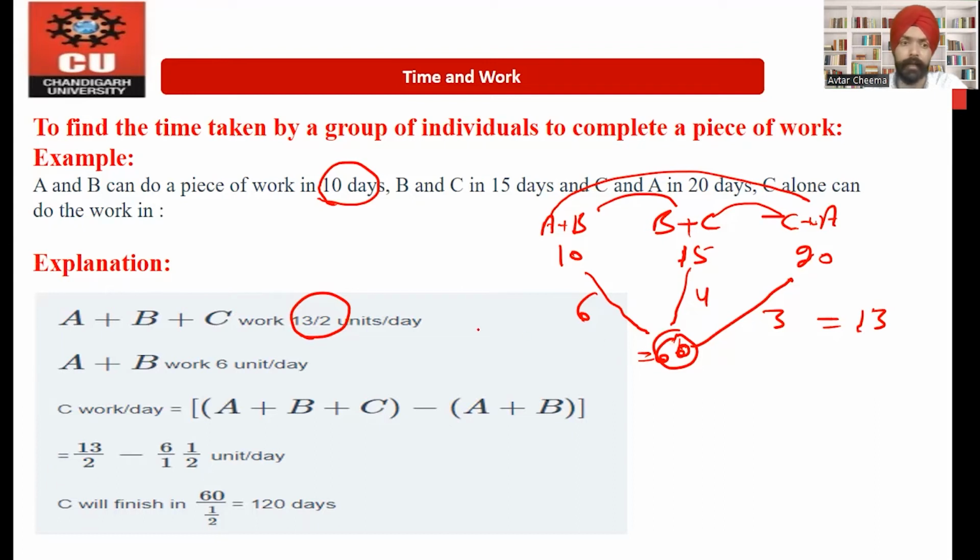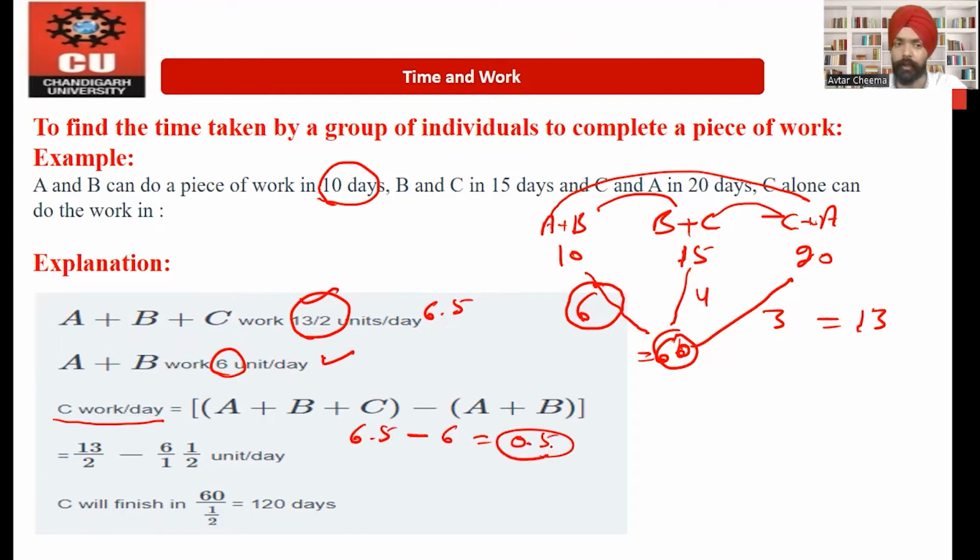On the other side, if I look at A and B, how much work are they completing daily? They are completing 6 units of work. A, B, C, all three together complete 6.5 units daily. A and B complete 6 units daily. If I have to find the work of C, I subtract this part. From 6.5, I subtract 6 and get 0.5. So this is the efficiency of C.